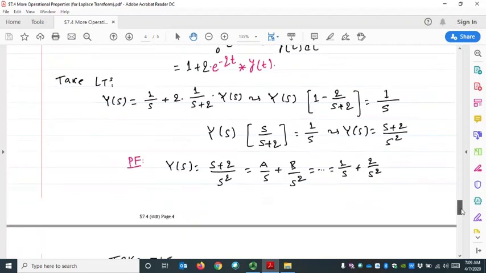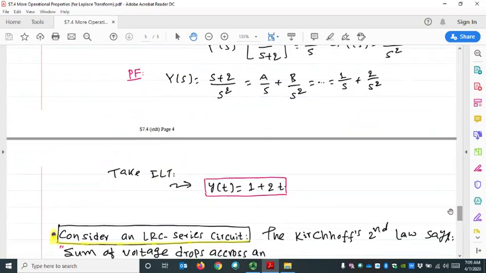Let me scroll down. Then in the next step, take the inverse Laplace transform. So little y of t equals the inverse Laplace transform of 1 over s, which is simply 1, plus the inverse Laplace transform of 2 over s squared, which is 2 times t. So we got the answer. Great. Let's move on.